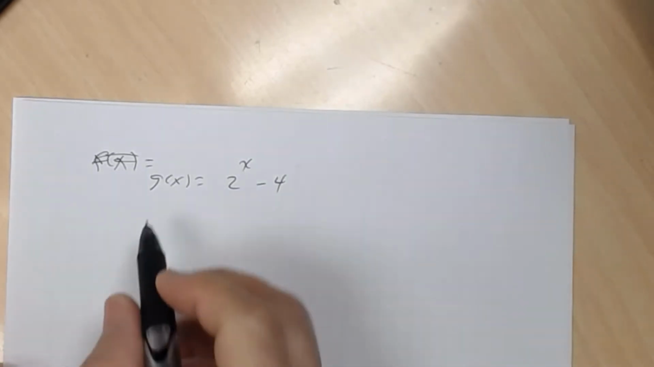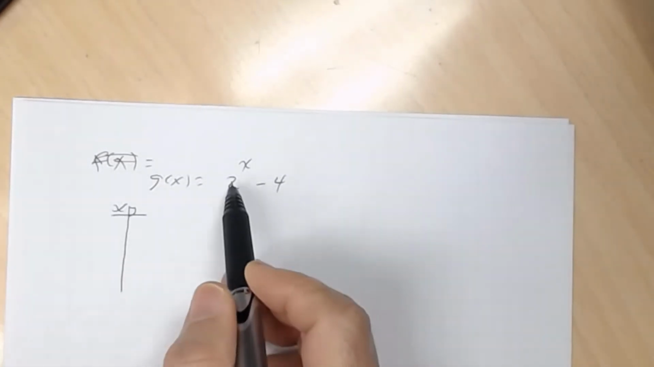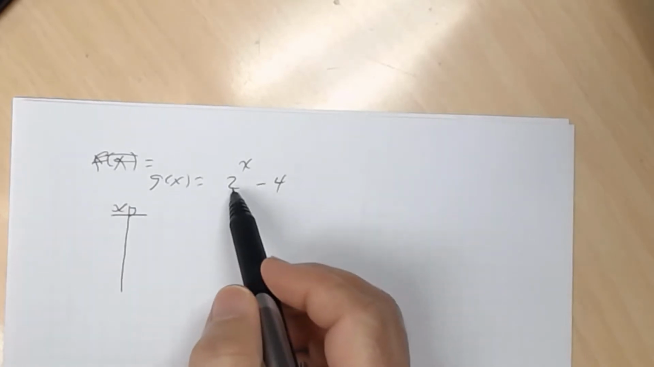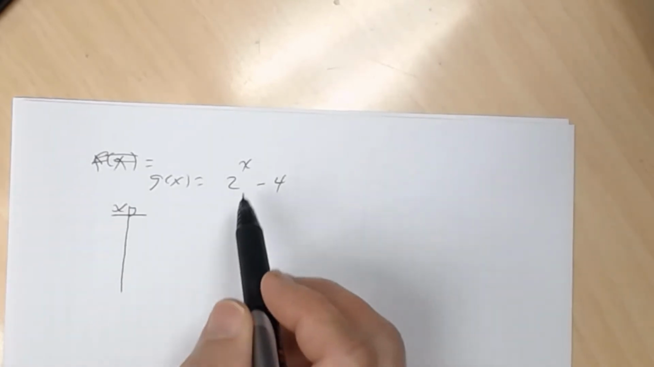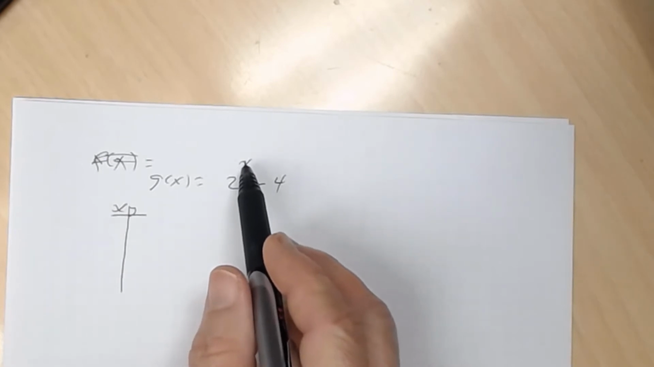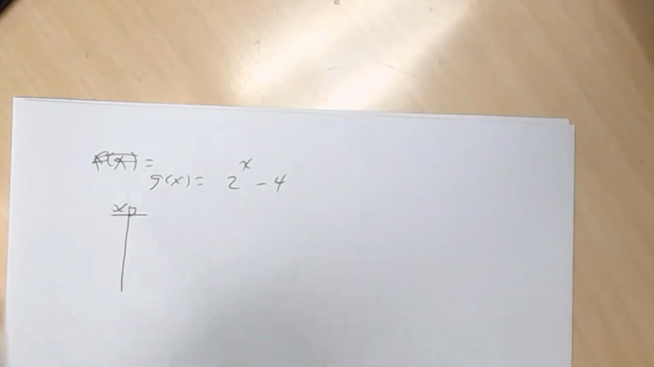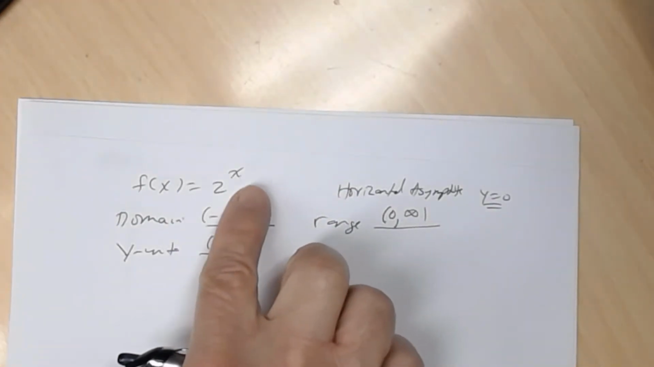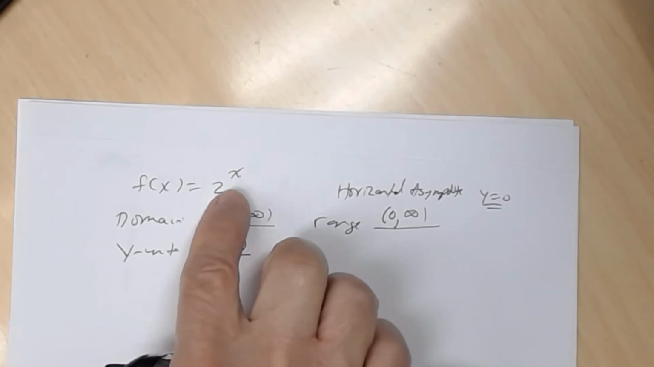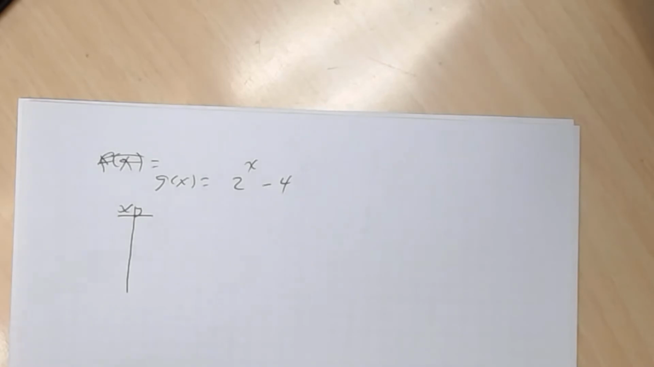Using a t-table, notice that this is exponential. My base is 2, it's positive, it's not 1, and my variable expression is in the exponent. And notice this negative 4 right here. Before, I didn't have a constant added to this. All I had was 2 to the x. Here I have 2 to the x minus 4. I wonder what that does.